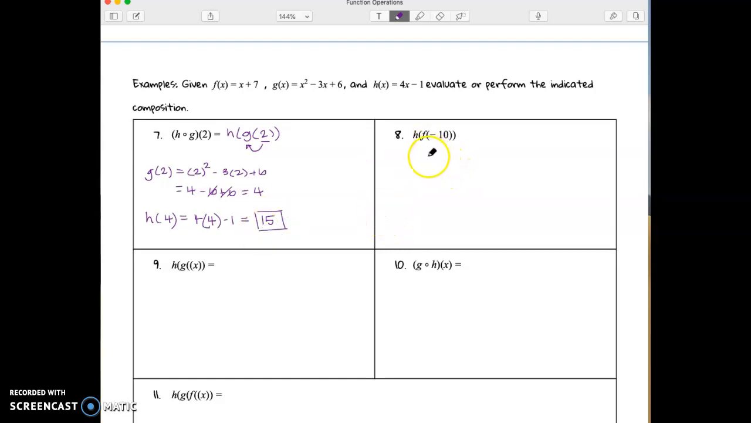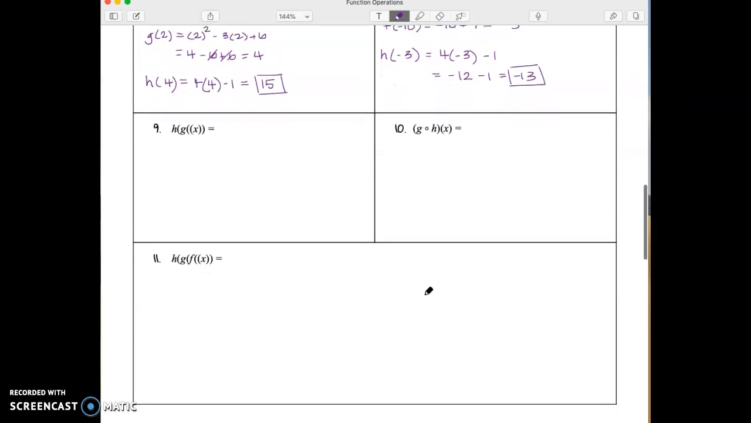So again, for number 8, I start at the inside. I find f of negative 10, so I'm plugging in negative 10 for all of the x values in function f, and negative 10 plus 7 is negative 3. And now that output becomes the input. I'm using h, so again, I'm using those letters in the front to tell me which function rule I'm using. I'm replacing the x's with -3. And that would be the final answer. So those are evaluating for number answers.